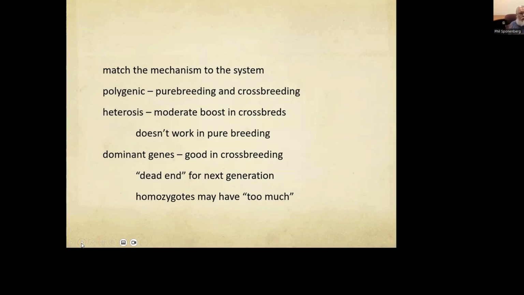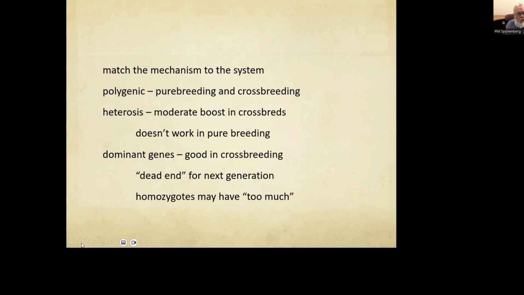Now with heterosis, which is crossbreeding advantage, there's a moderate boost in the crossbreds. This is the Border Leicester example. This one's not going to work very well in pure breeding. It relies on those animals being used in crossbreeding to bring this out to its maximum extent. Now the dominant genes, yes, you can use them in pure breeding. There's going to be a problem, and we'll talk about that. But they're good in crossbreeding.